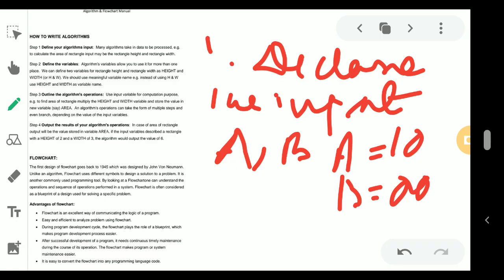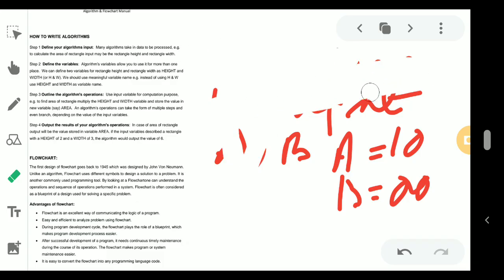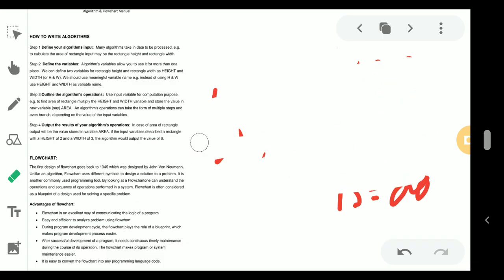The second step says define the variables. Algorithm variables allow the user, if it is used in more than one place, to define two variables for rectangle height and rectangle width as height and width, so we should use meaningful variable names instead of HW. Suppose we want to find out the perimeter of a rectangle. Then height and width are required.